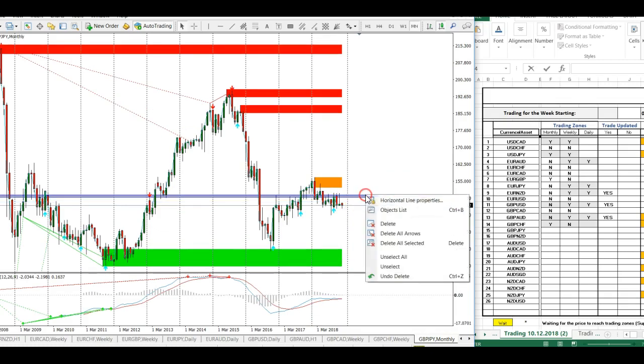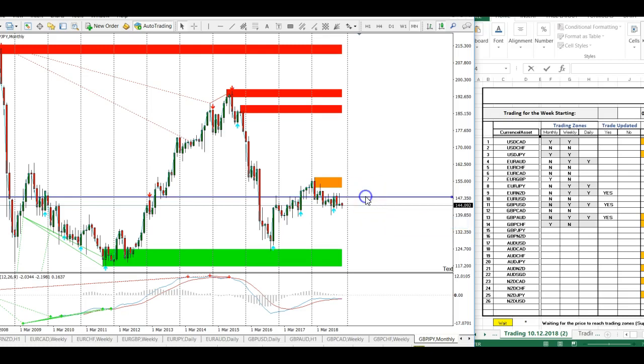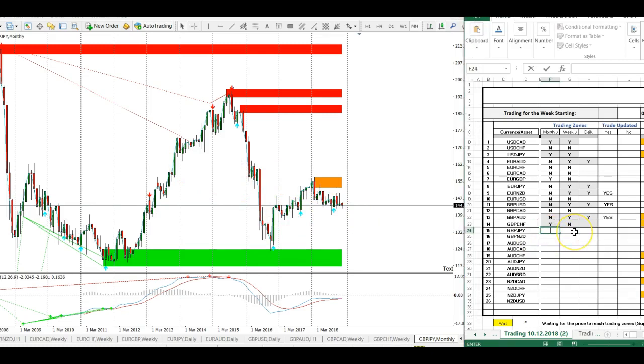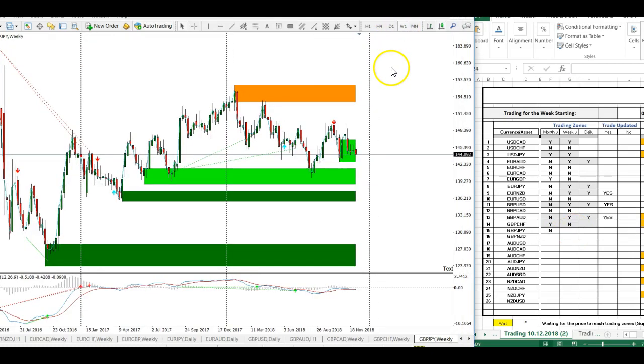British pound Yen. The cable Yen. Just move all these lines. Okay. Are we at a monthly? No. Are we at a weekly? Yes, but this one here, I'm liking it down here. It's not really a monthly zone for me. Okay, so no. Next one, British pound Kiwi.